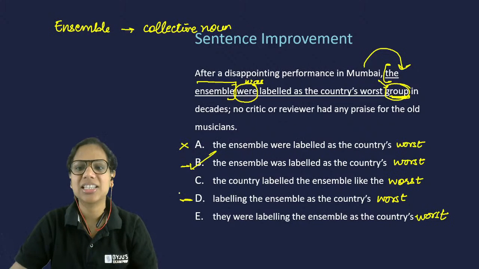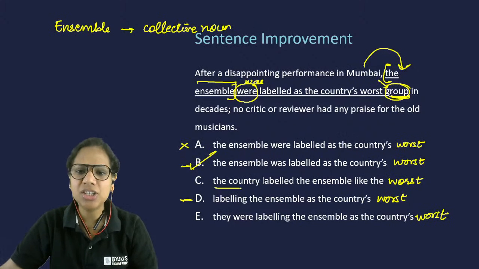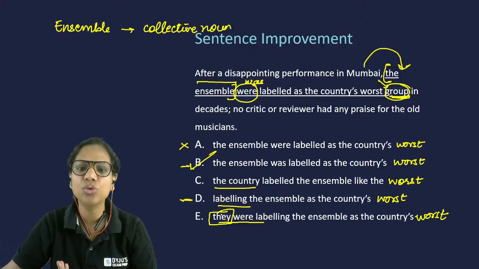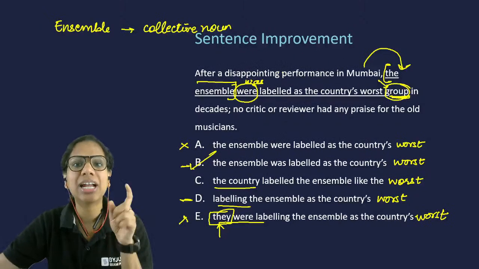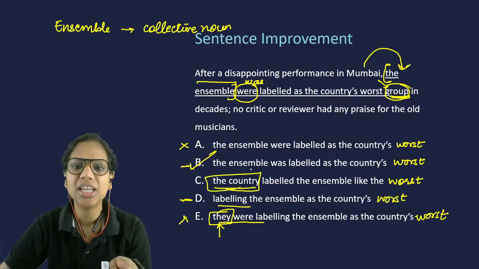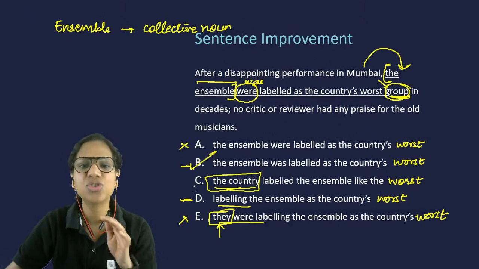B is the answer here, right? These two are incorrect. In fact, this also, because we don't know who this "they" is in E. Moreover, after a disappointing performance, the country labeled, that would give the impression that the country gave a disappointing performance, which is not the case.